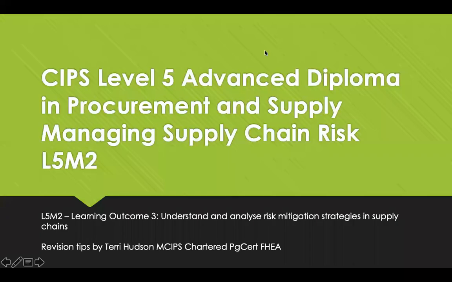Hello and welcome to revision tips for CIPS Level 5 Advanced Diploma in Procurement and Supply. This is Module 2, Managing Supply Chain Risk, and it's Learning Outcome 3, which is to understand and analyse risk mitigation strategies in your supply chain.